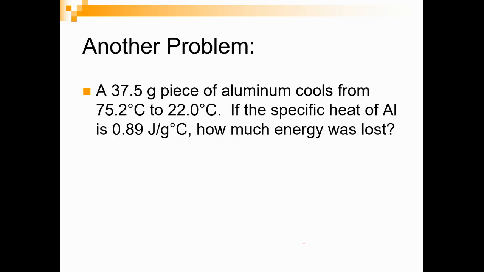Let's do one last problem. If you feel really confident, you can duck out right now. But let's go ahead and do our last problem here. It says we have a 37.5 gram piece of aluminum. It cools from, so temperature initial, 75.2 degrees Celsius to, so temperature final is 22.0 degrees Celsius. The specific heat of aluminum, and I gave this to you on that previous slide, but here it is again, 0.89 joules per gram degree Celsius. How much energy was lost? Q equals question mark. So we've got all that we need in order to solve this.